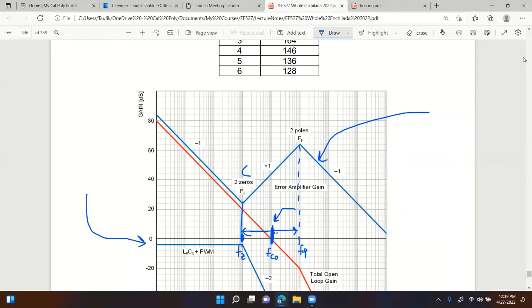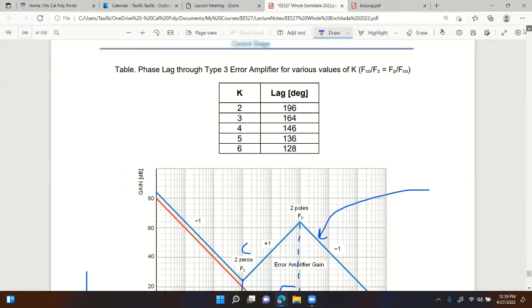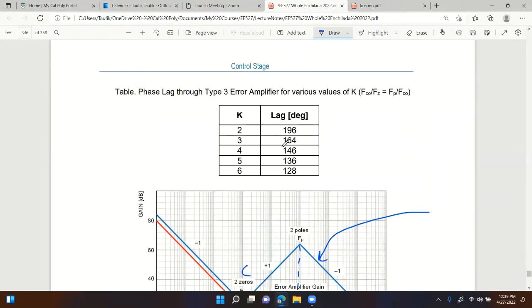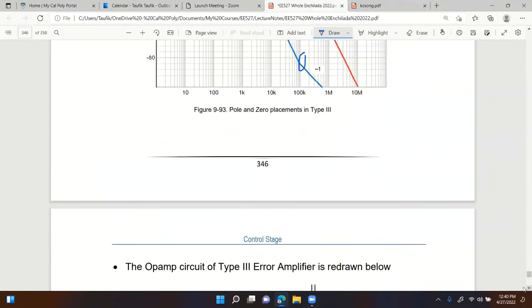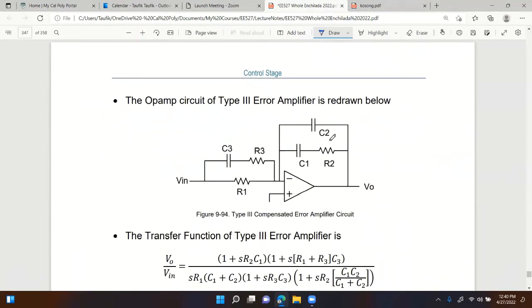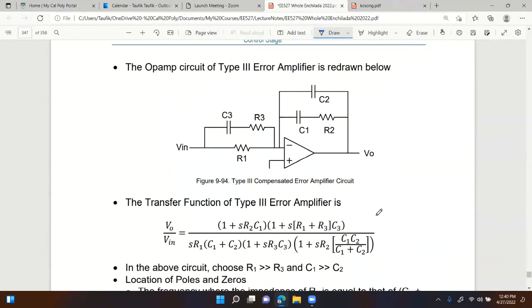That's what we call K, the ratio of the two frequencies. The smaller the K, the bigger the phase lag. The bigger the ratio, the smaller the lag, right there from this table. This is similar to what we did for type 2. Again, the op-amp circuit looks like this, and the transfer function of type 3 would be this long transfer function.